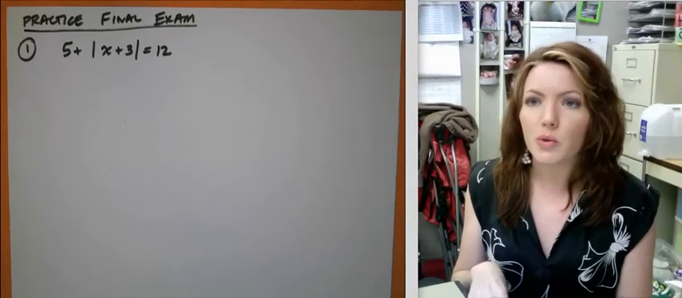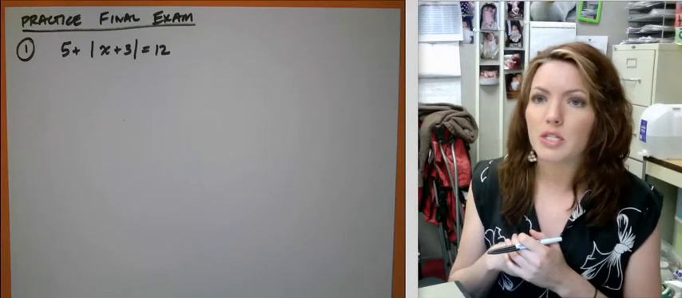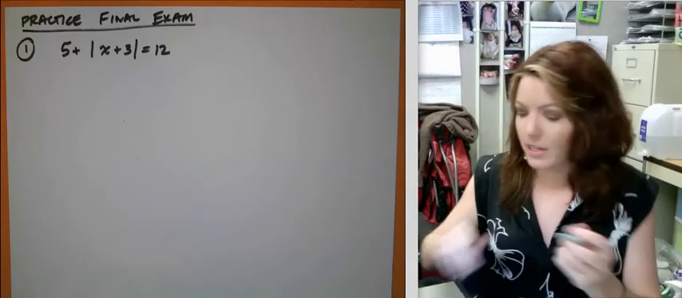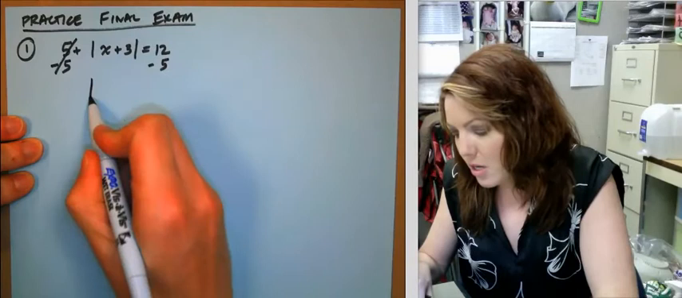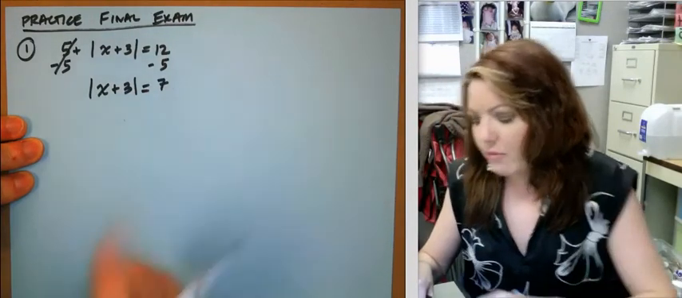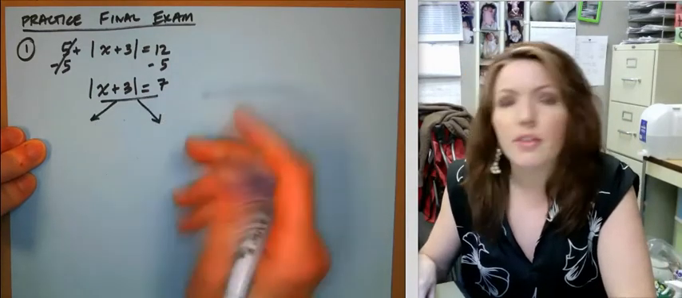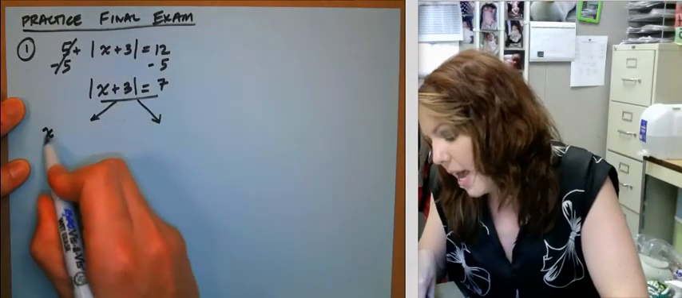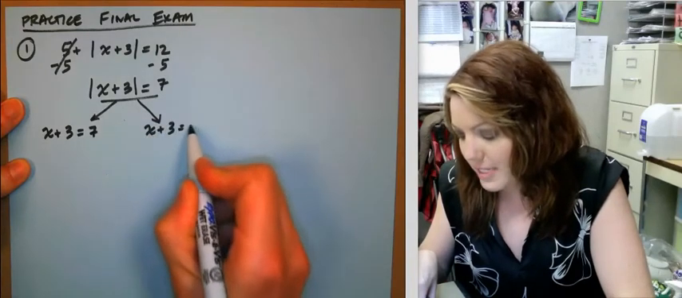You can see on the screen here, problem number 1 is 5 plus the absolute value of x plus 3 equals 12. In problems like these, what we want to do is first get the absolute value by itself. So to do that, we're going to subtract 5 from both sides. We're left with the absolute value of x plus 3 equals 7. And from here, what we want to do is say that what's in the absolute value could either be a positive version of what's on the right or a negative version. So we're going to say x plus 3 equals 7 and x plus 3 equals negative 7.